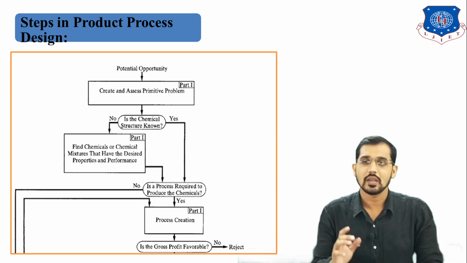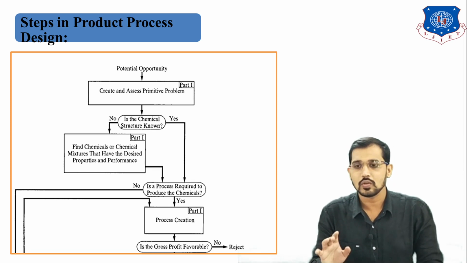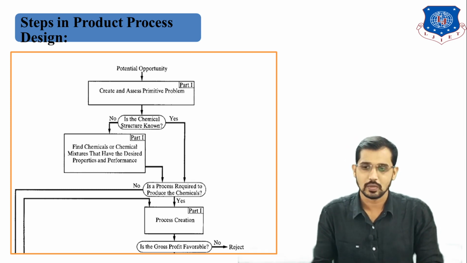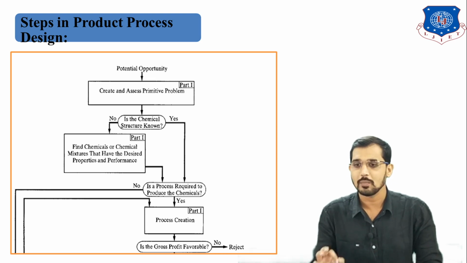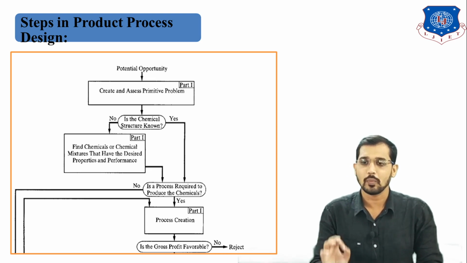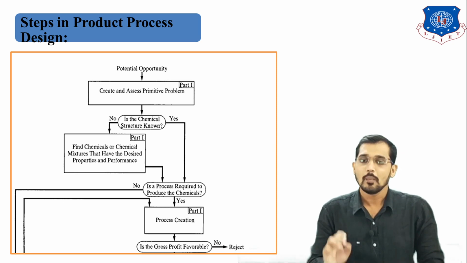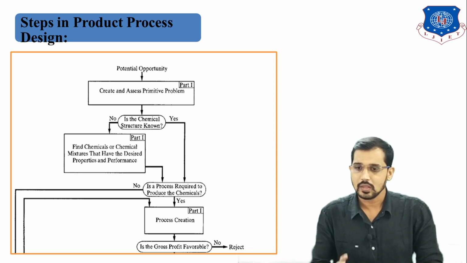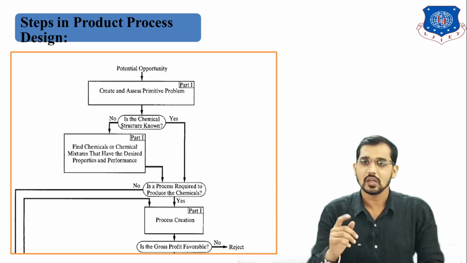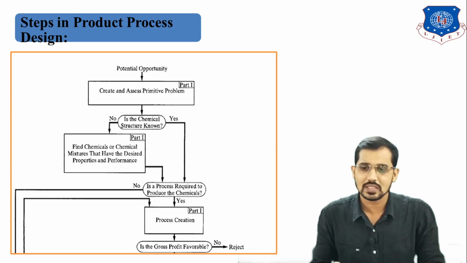It means you have to check whether any process is required to produce the chemicals. If the chemical structure is not known, you first have to find the structure for that purpose, or I can say find chemicals or chemical mixtures that have the desired properties and performance. But if the chemical structure is known, you have to check whether a process is required to produce the chemicals or not.